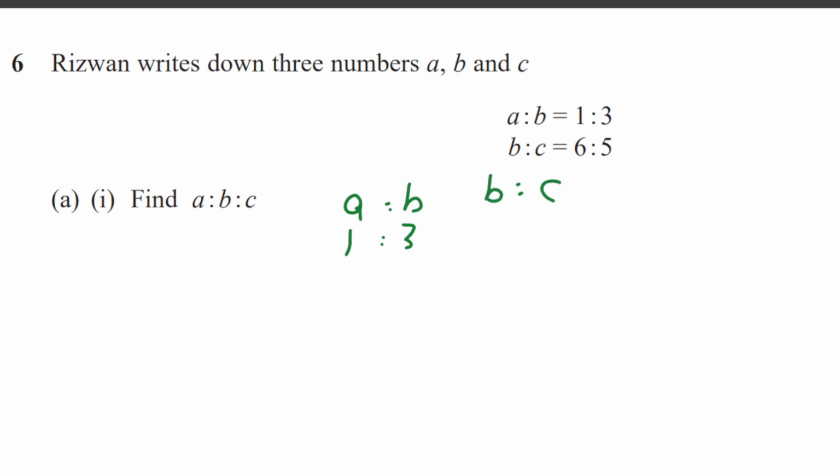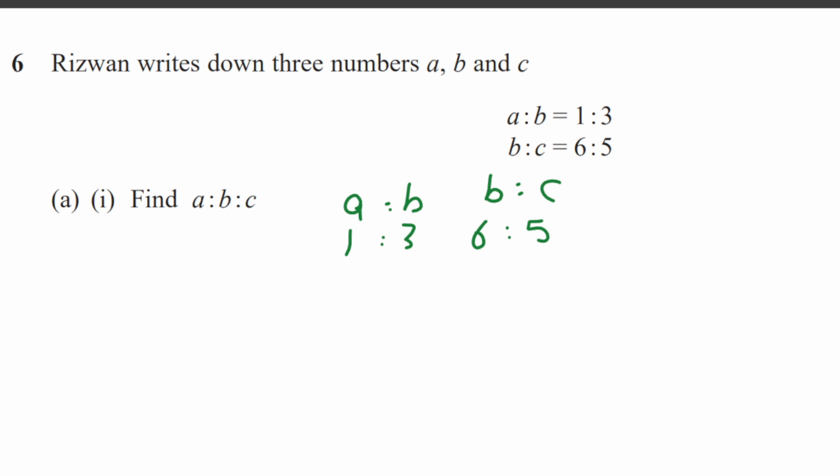B to C is 6 to 5. There is B in common. Have you noticed? There is a B here and there is a B there. So it's the same thing. So we will try to get these numbers, the 3 and 6, to be the same number. How can we do that?